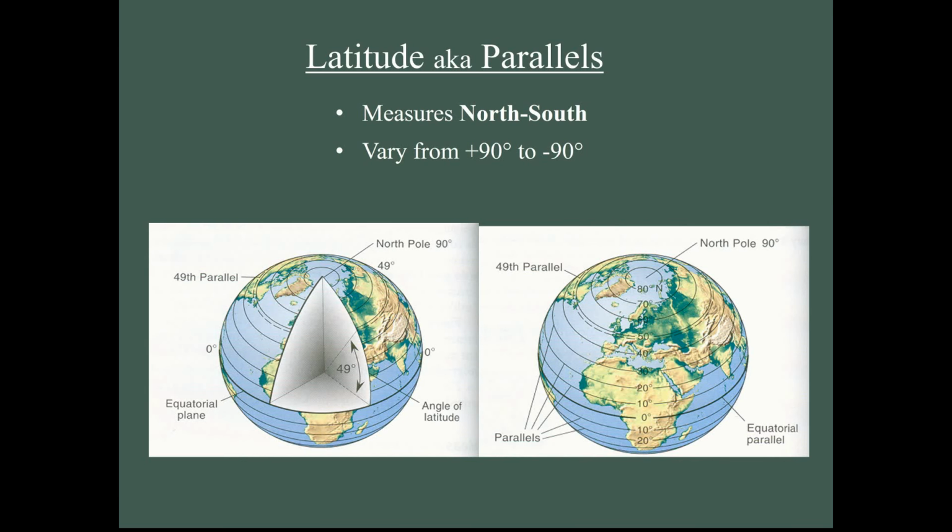The second angle of rotation is known as latitude and is also referred to as parallels. Parallels measure north to south on the globe, and the lines run parallel to each other from east to west, from the North Pole to the South Pole. The equator is the latitude of 0 degrees. Lines of latitude measure from positive 90 degrees north, which is located at the North Pole, to negative 90 degrees south, which is located at the South Pole.